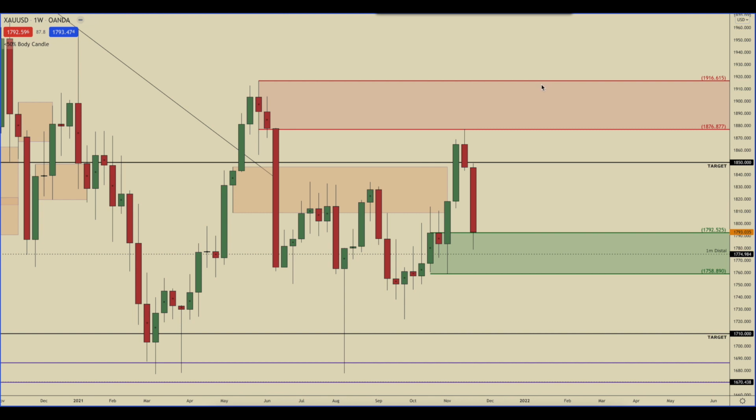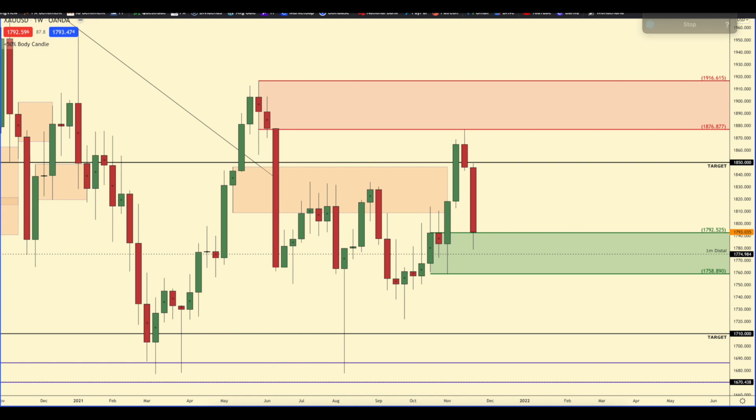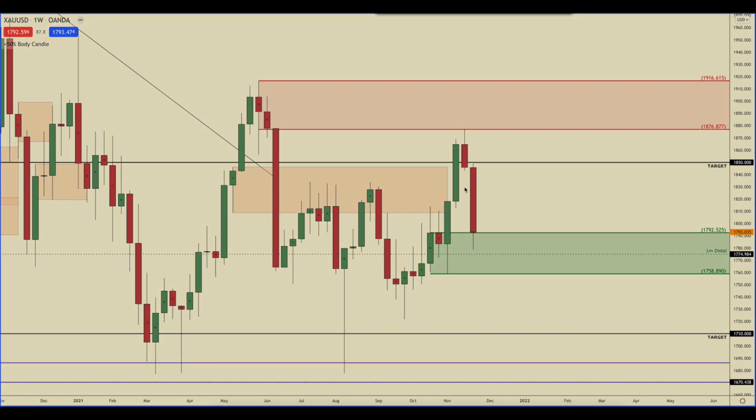All right, gold, XAUUSD. The past week, we contacted this weekly area of supply, and now we contacted this weekly area of demand. On the screen now, you should see my targets for the past week that I said would probably hit. We did hit 1800 on gold. Now we are reacting off of this weekly area of demand, but keep in mind this trend is very, very sideways. There basically is no trend on gold.